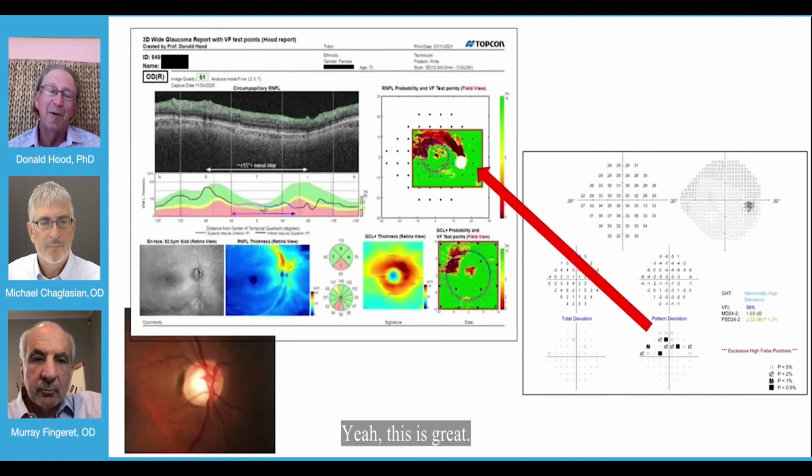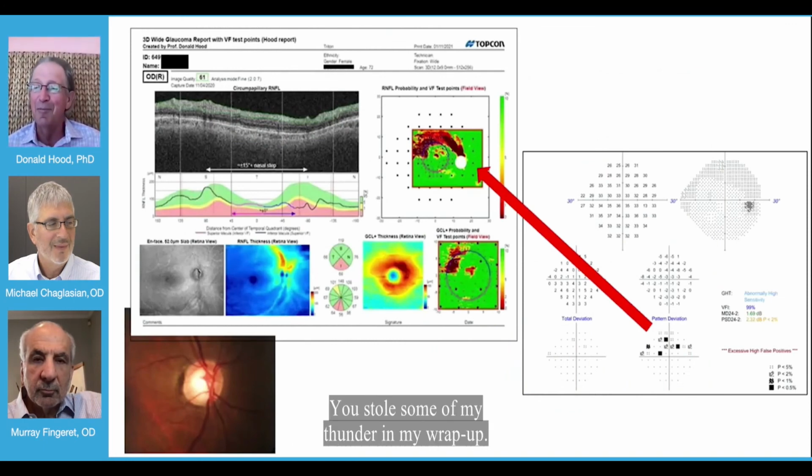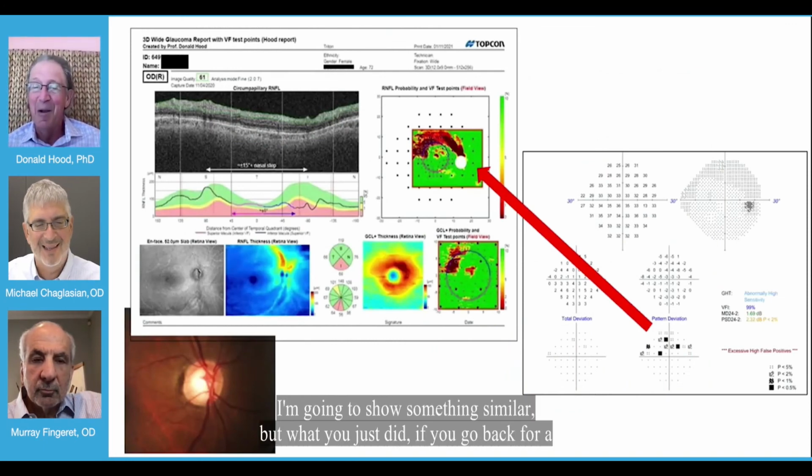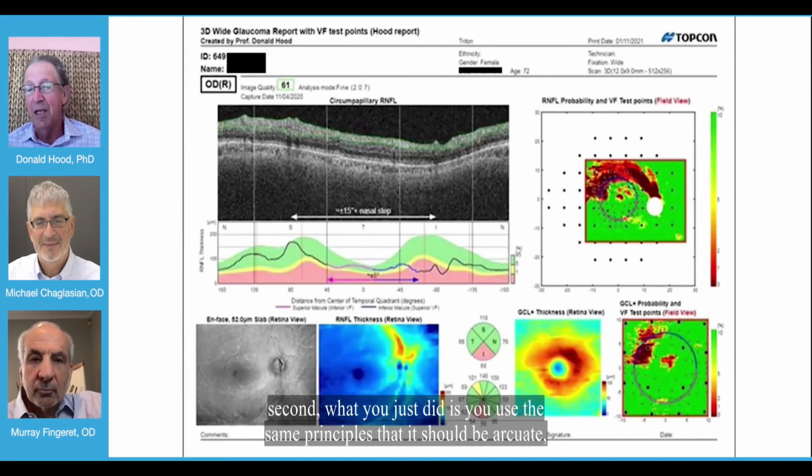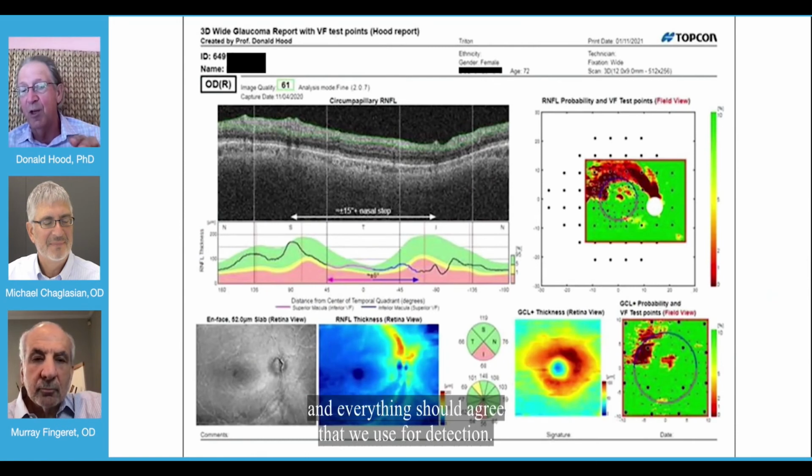Yeah, this is great. You stole some of my thunder in my wrap up. I'm going to show something similar. But what you just did, if you go back for a second, yep. What you just did is you used the same principles that it should be arcuate and everything should agree that we use for detection. You just used the same logic for progression. Yep.